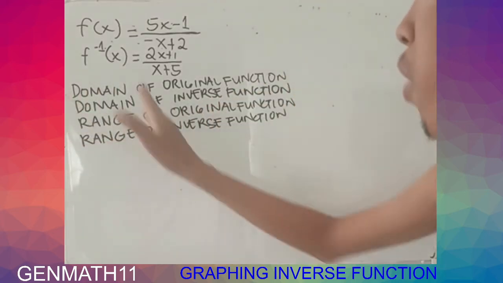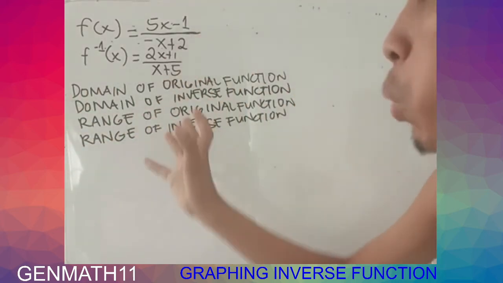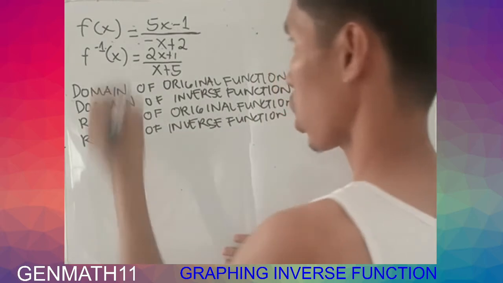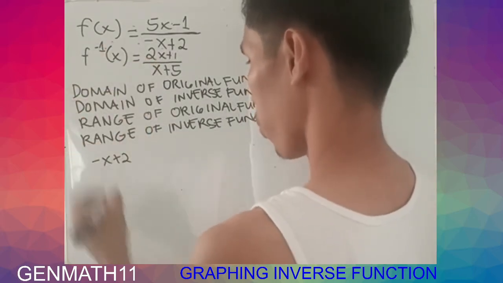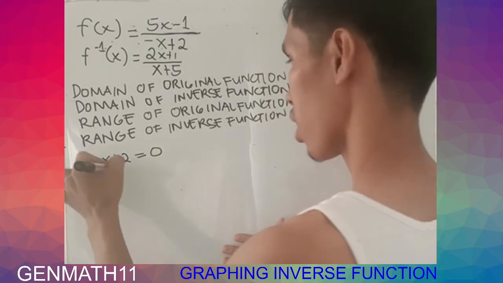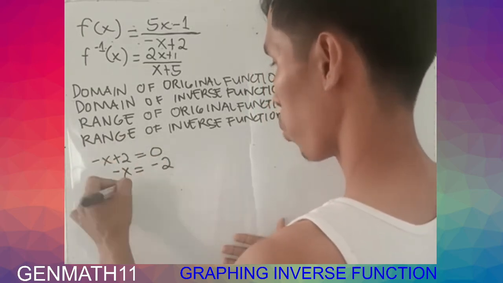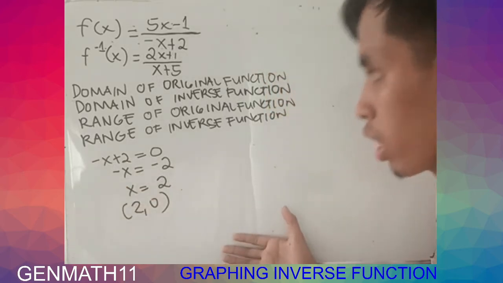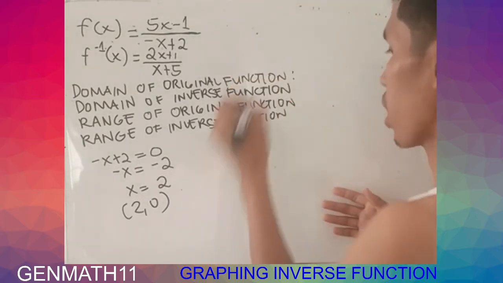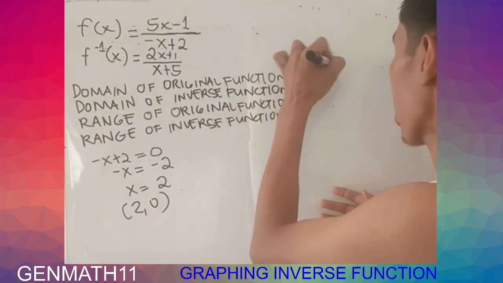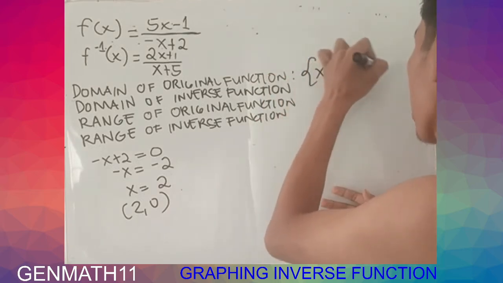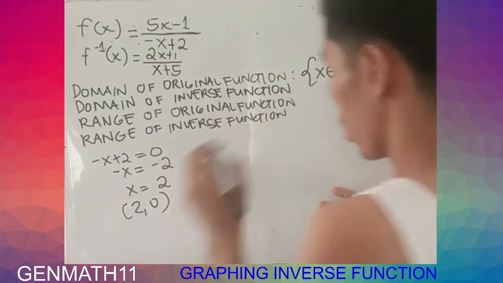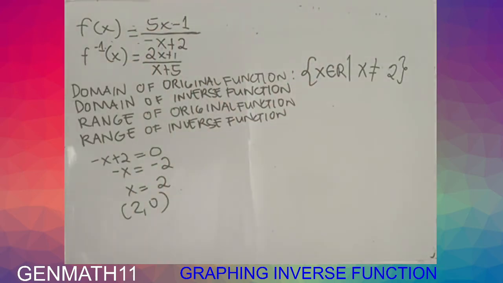Okay. So, paano natin kukunin yung domain of original function? Hahanapin natin yung value ng x na makes the function undefined. Kukunin natin yung kanyang denominator which is negative x plus 2 is equals to 0. So, equate lang natin. Nilipat natin si 2 maging x equals to 2. Ito ay 2, 0 pag yung ginrap natin. So, ito na yung ating domain. Magiging x is a set of real numbers such that x is not equal to positive 2. Okay? Nakuha na natin yung domain ng ating original function.